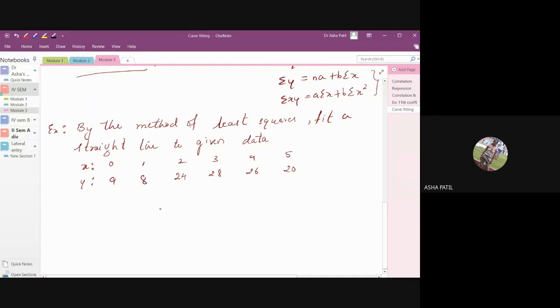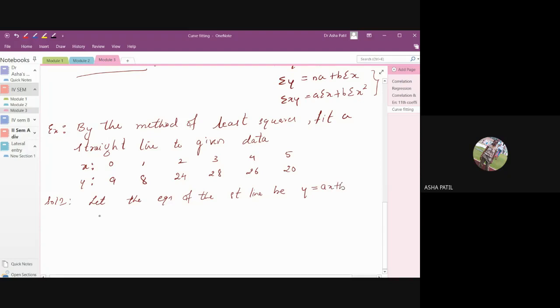With this you have to fit a straight line. Let the equation of the straight line be, what shall we take? y equal to a plus bx or ax plus b, any. Which one shall I take? ax plus b. Okay, y is equal to ax plus b.